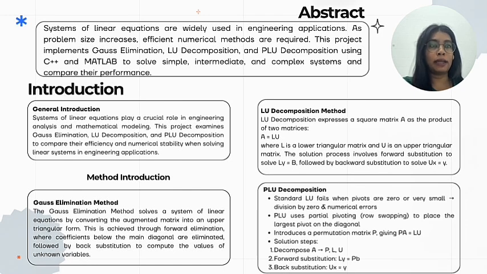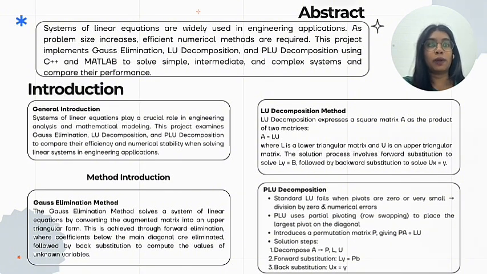Next, we move to the second method, which is the LU decomposition method. LU decomposition expresses a square matrix A as the product of two matrices, A equals LU, where L is a lower triangular matrix and U is an upper triangular matrix. The solution process involves forward substitution to solve Ly equals B, followed by backward substitution to solve Ux equals Y.